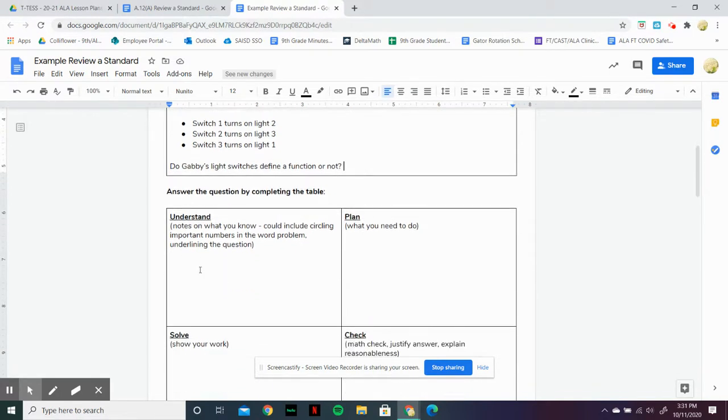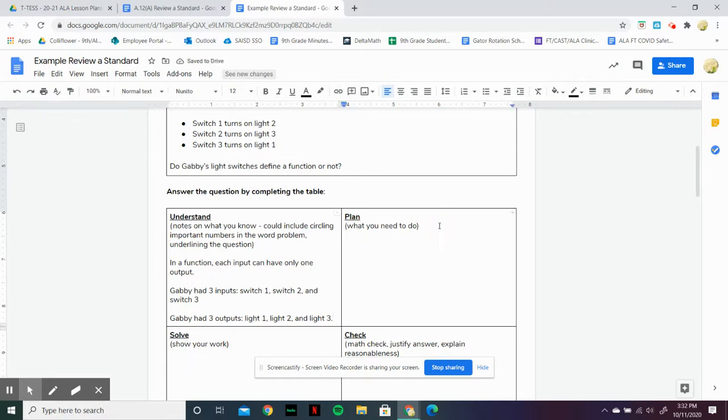So going into my table, in my understand box, I'm going to put things that I know. So I know that in a function, each input can have only one output. And I know that Gabby had three inputs, which were switch 1, switch 2, and switch 3. Then Gabby also had three outputs, light 1, light 2, and light 3. That's what I know from the problem.